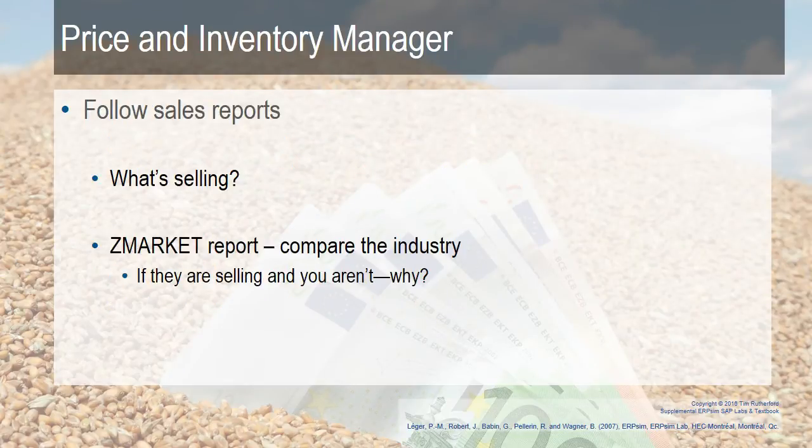Price and inventory manager, watch the sales reports, what's selling. The Z market report, remember, it's updated every 5 days. It compares the industry. If another set of groups are selling a product that you aren't, you can try to figure out why. Remember, the Z market report is updated every 5 days, but if we are playing multiple rounds, it doesn't actually have the history from that first round. It ends up dropping off.